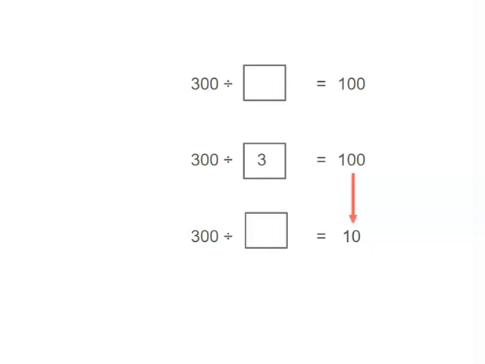So our answer is 10 times smaller, so we need to divide by a number that's 10 times bigger. 300 divided by 30 equals 10. They can be quite challenging, but they're really good to work through to practice.